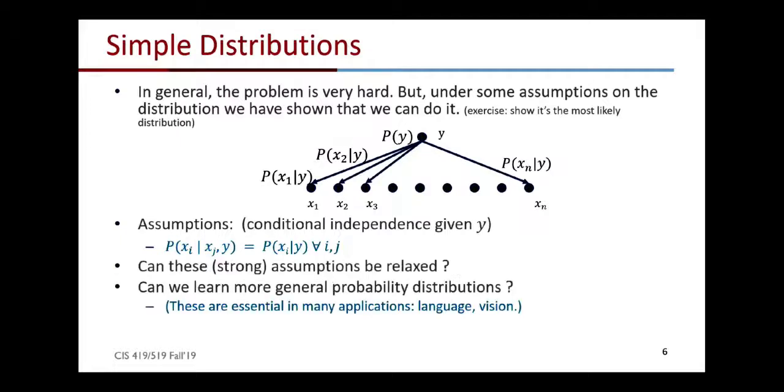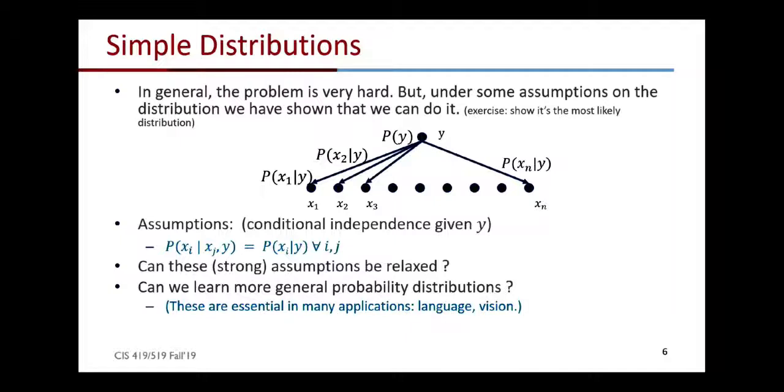The important thing is that we made some independence assumptions that saved us a lot of computation and also made the representation of this probability distribution small. By small, I mean the number of parameters we have to estimate in this case is just linear in the number of variables.